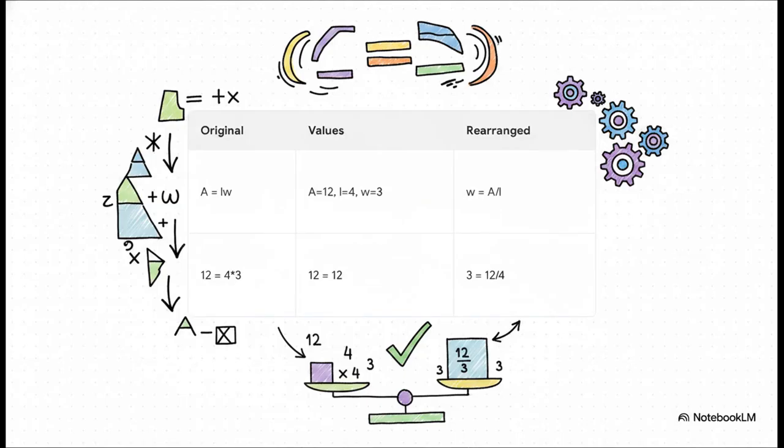Now, what's genuinely cool here is that we can prove these algebraic steps actually work by substituting in some real numbers. Let's pretend our area is 12, our length is 4, and the width is 3. In the original formula, 12 equals 4 times 3. Yep, that's true. Now check out our rearranged formula. Width equals area divided by length. Plug the numbers in. 3 equals 12 divided by 4. That is also perfectly true. The balance, the equality, is totally preserved.